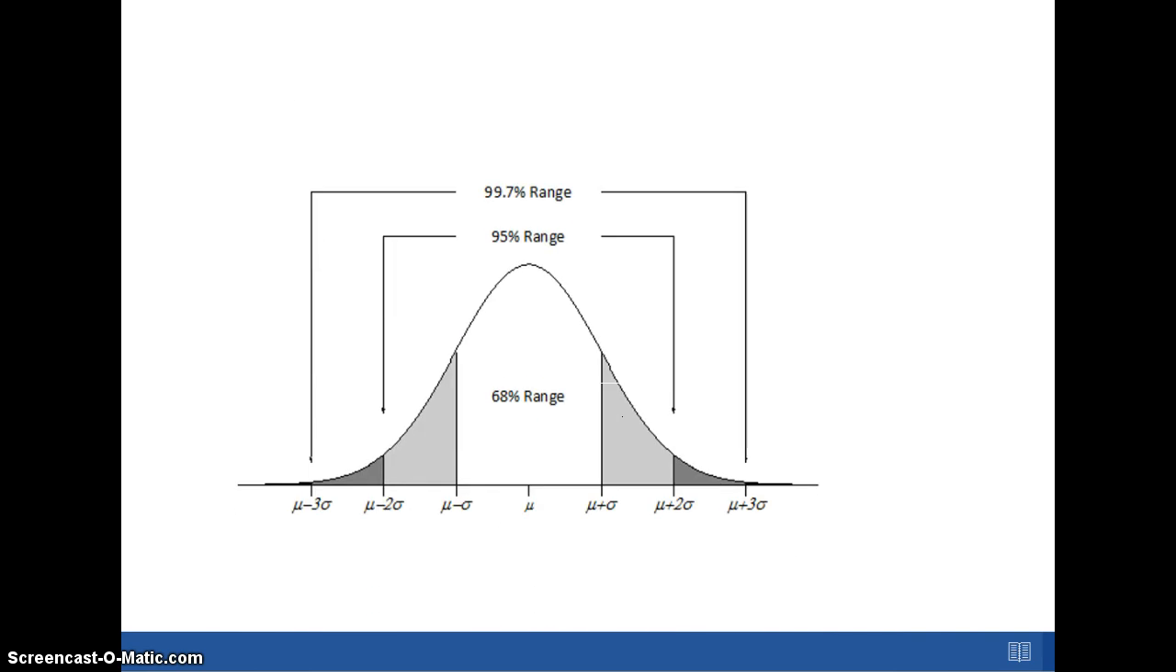So right here, this is a little graph that shows you 1 standard deviation of the mean goes from mu minus sigma to mu plus sigma. That's 68%. Roughly, again, 68%. Now, 95%, that's within 2 standard deviations of the mean. Mu minus 2 standard deviations to mu plus 2 standard deviations.